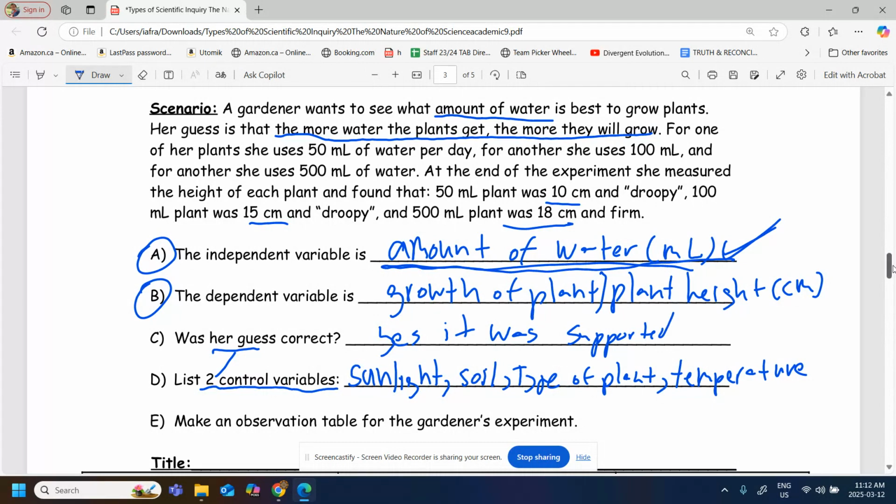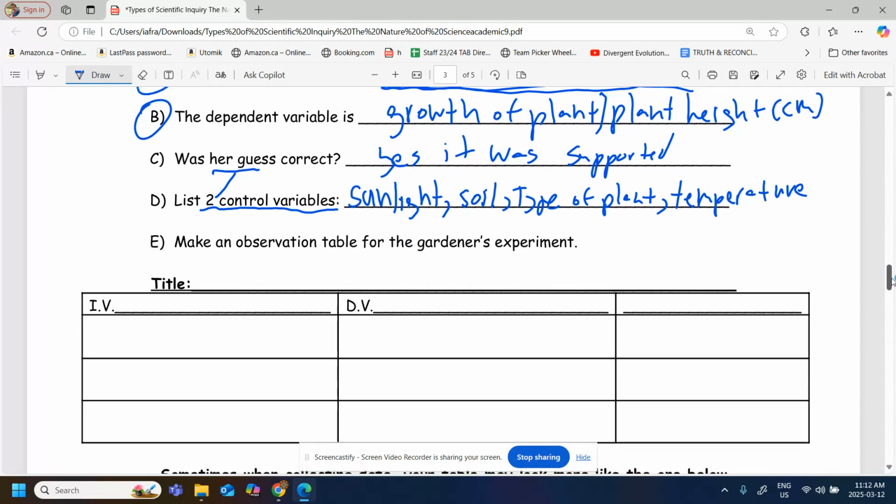Okay, so now we're going to make our table. So remember that we always have to have a title. So I wouldn't put the word title, I'd put table. This is our second table we're doing here. So I put table 2.0. The effect of amount of water, that's our independent variable, on plant growth or plant height.